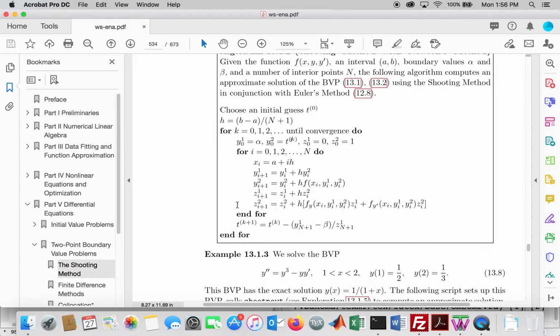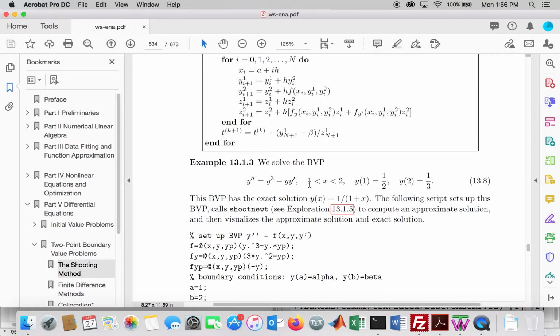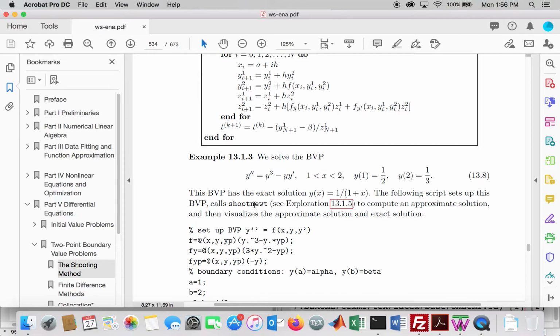Now, as an example, here's a sample nonlinear boundary value problem on the interval x goes from 1 to 2, and here are your boundary conditions. Shoot newt is a function that will be part of your homework for section 13.1.